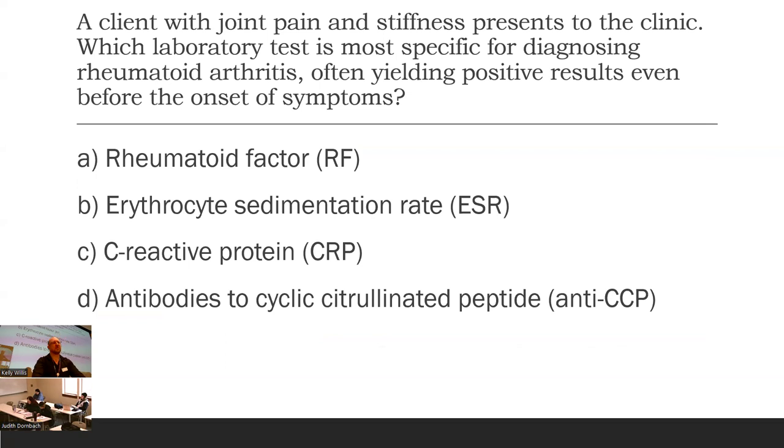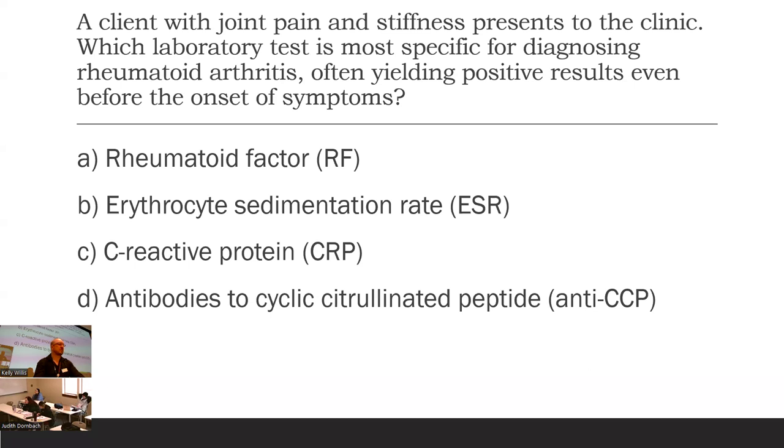And this was in one of our first slides. A client with joint pain and stiffness presents to the clinic. Which laboratory test is most specific for diagnosing rheumatoid arthritis, often yielding positive results even before the onset of symptoms? Is it rheumatoid factor? That could be one test, but not as specific.